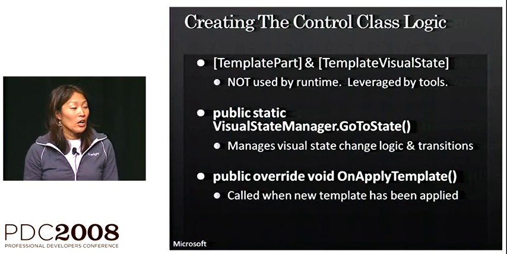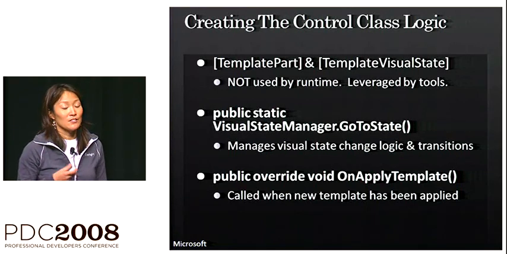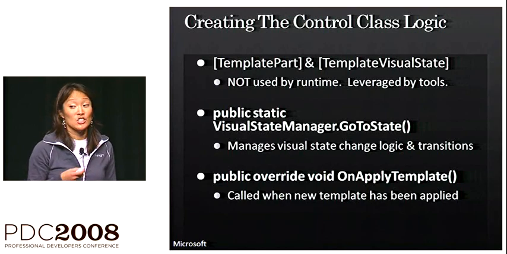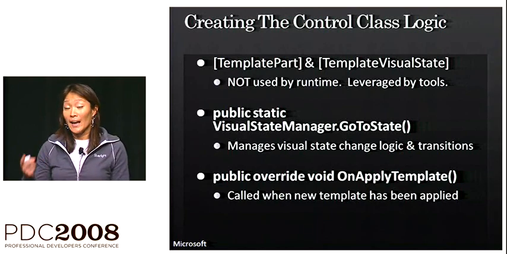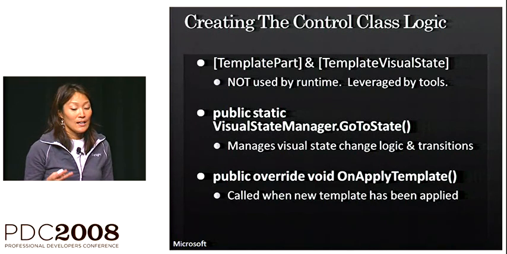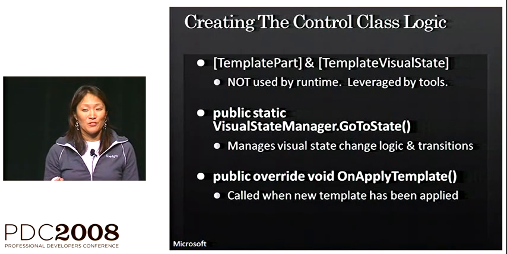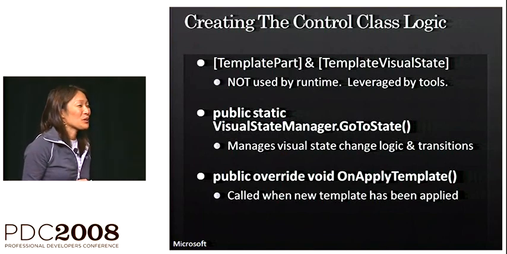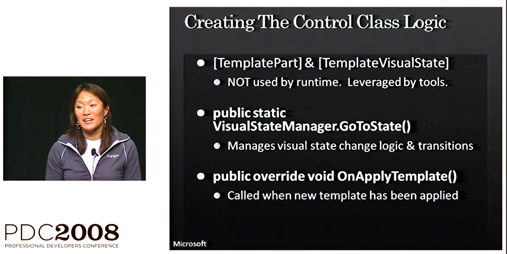And finally, a call out that OnApplyTemplate virtual is a very important virtual. It gets called whenever that control template gets changed. And it's where you want to, A, look up all the parts that you have in your control contract, and B, it's where you want to do your first state change without transitions.